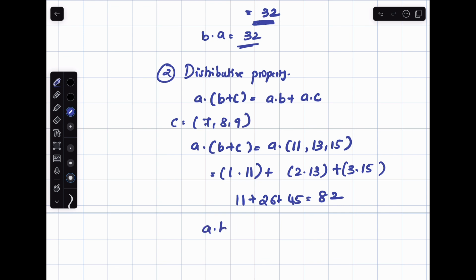Now if I do a · b, I know it is 32, because I got it in the first property, the commutative one. a · c, if you do, you will get 50. And if you add them, you will get 82. I'm directly writing it in order to save time. Please pause the video and you can repeat it.